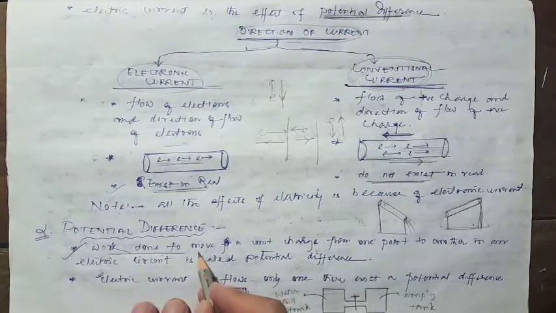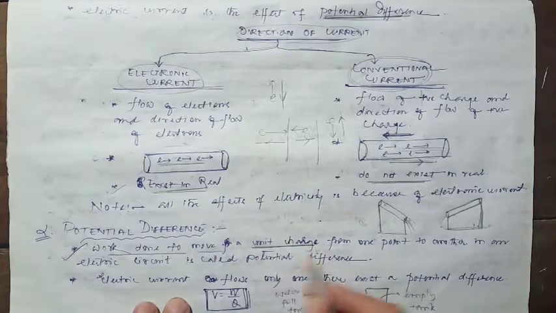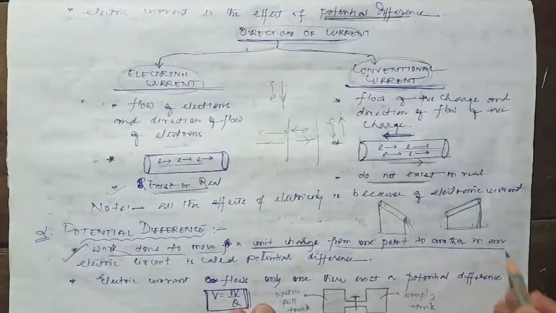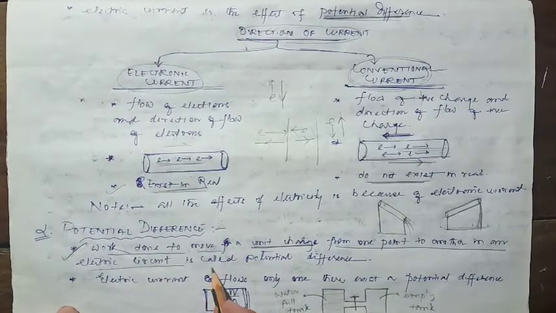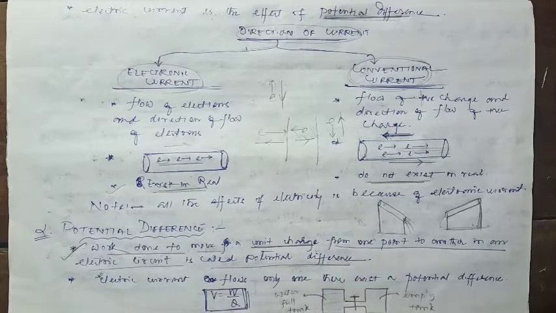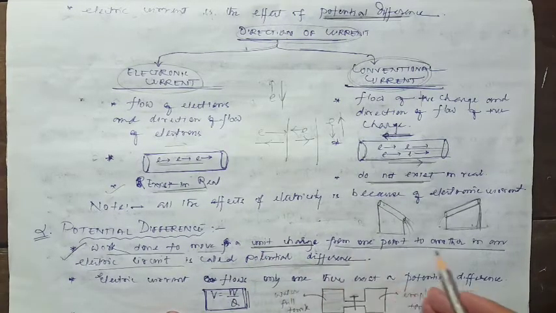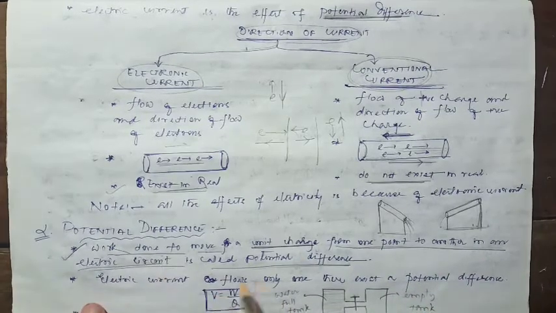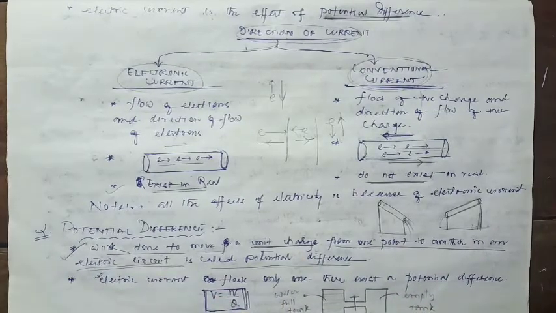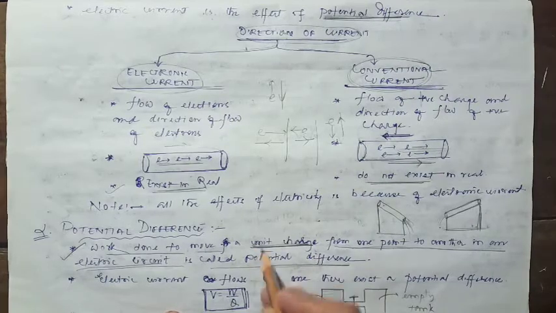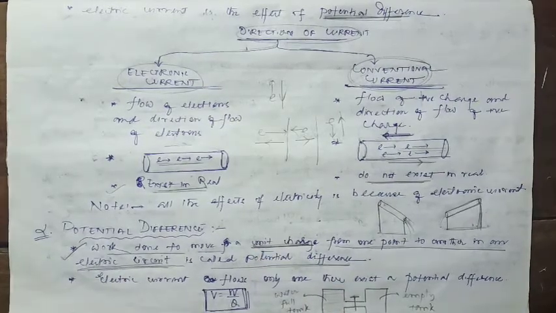Work done to move a unit charge from one point to another point in an electric circuit is called potential difference. So what is this unit charge and electric circuit?